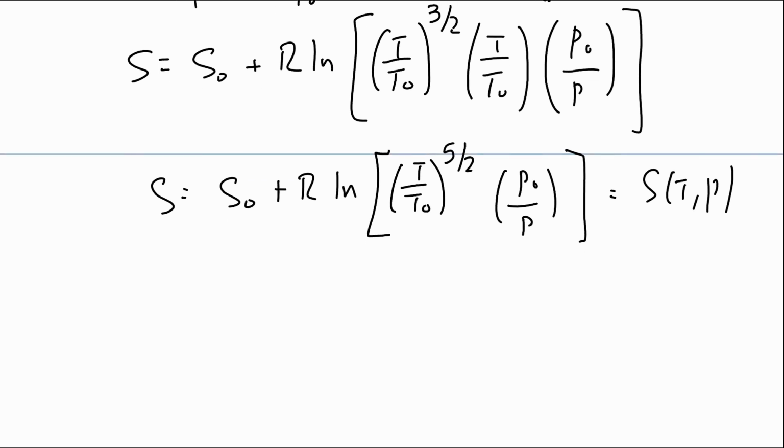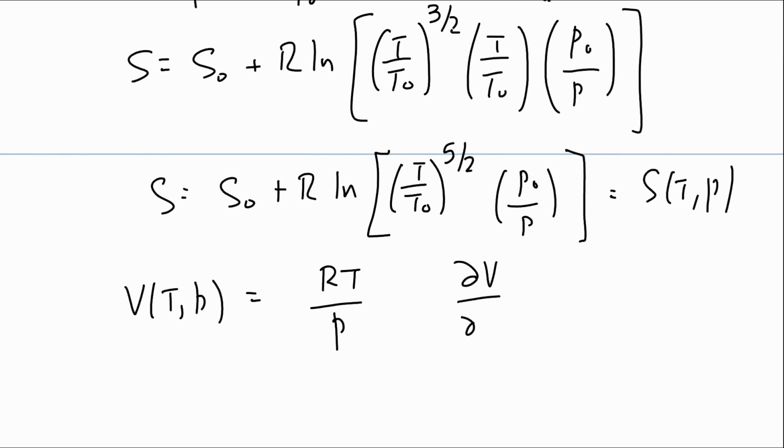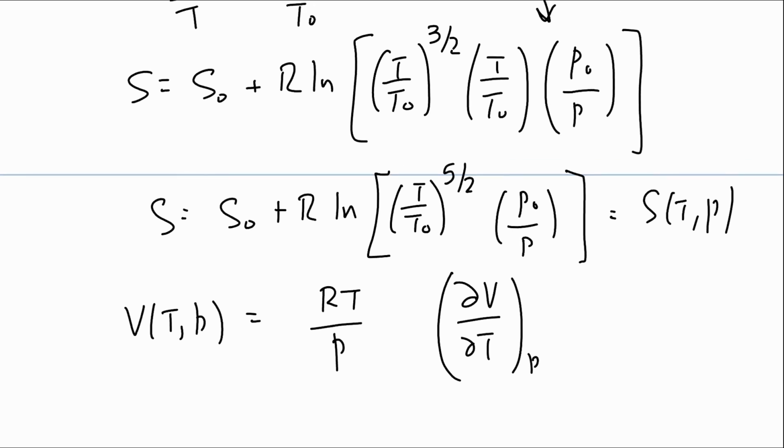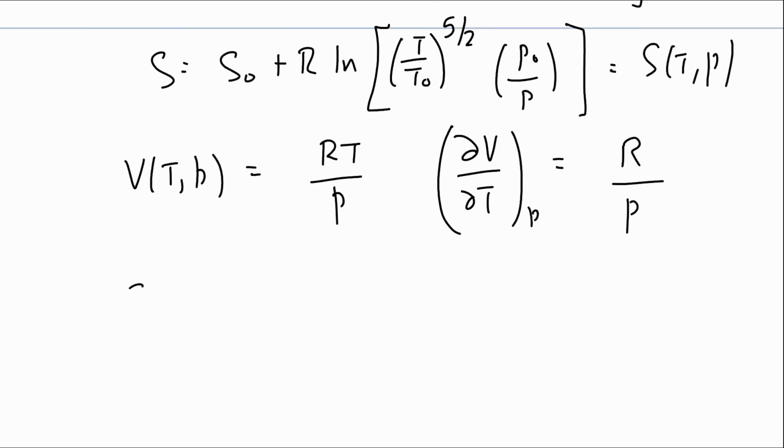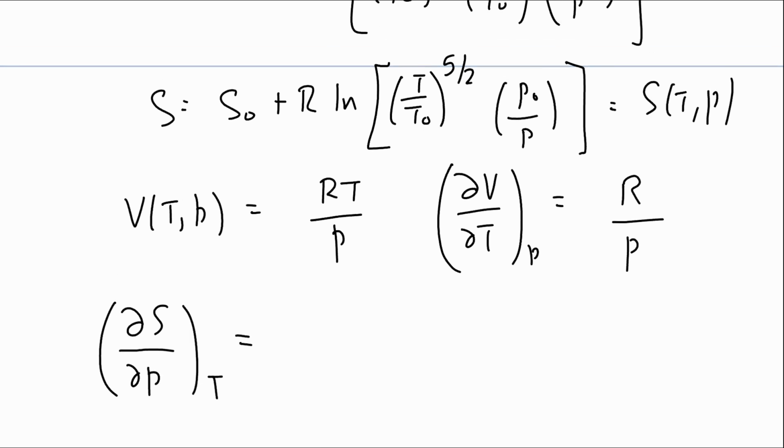And so there I put in my V over V naught. So this came in here, and my S is equal to S naught plus R log of (T over T naught) to the 5/2 times (P naught over P). That's S of T and P. V as a function of T and P is equal to RT over P. Partial V partial T at constant P, which is what we want to calculate, is equal to R over P. And partial S partial P at constant T equals, so you could write S as some constant minus R log P.